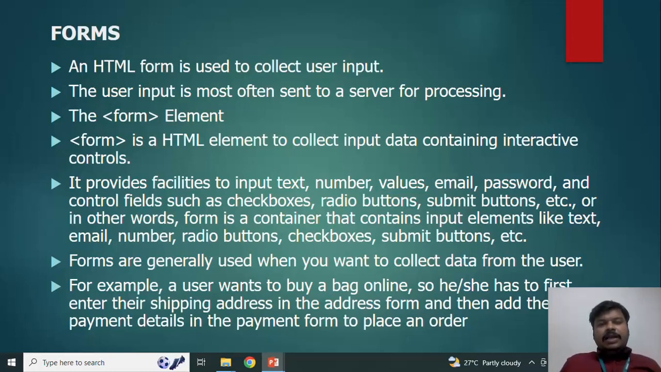We can collect the information in various ways. For gender, for example, we will have a set of checkboxes. If we click the male checkbox, the application form will automatically show that the applicant is male. So getting an input can be of various types. It provides a facility to input types such as numbers, values, email, password, and control fields such as checkboxes, radio buttons, submit buttons, etc. In other words, a form is a container that contains input elements such as text, email, number, radio button, checkboxes. A container is nothing but something which consists of a set of attributes. We call it a container.